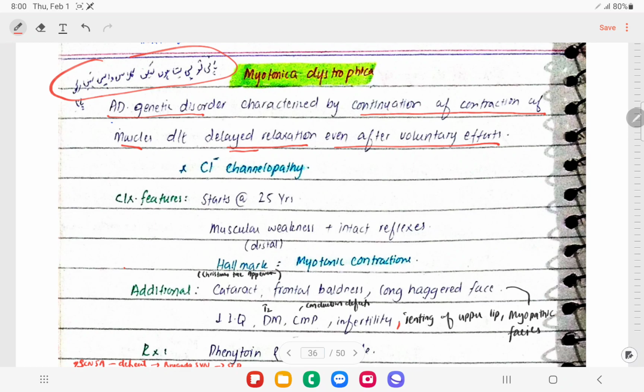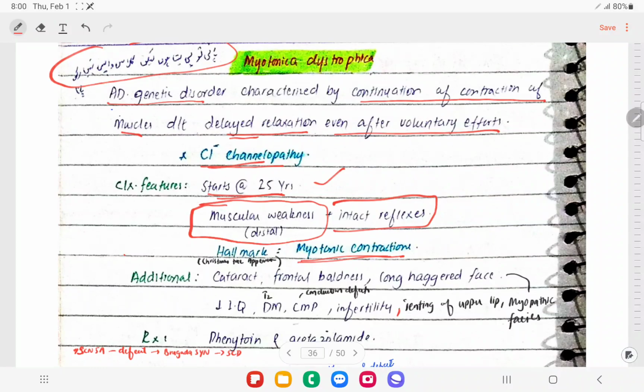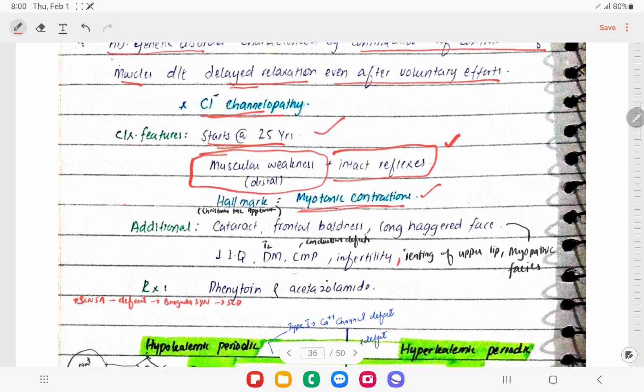So there is basically a chloride channelopathy, right? This starts at around 25 years of age, and we're going to see muscular weakness, and it is distal muscular weakness in these patients. And if you check the reflexes, those will be intact. Along with that, the patient is going to have myotonic contractions, right? Usually if there is increased tone, reflexes should be brisk, right? But in these patients the reflexes will be intact and there will be muscular weakness, and along with that there will be myotonic contractions.